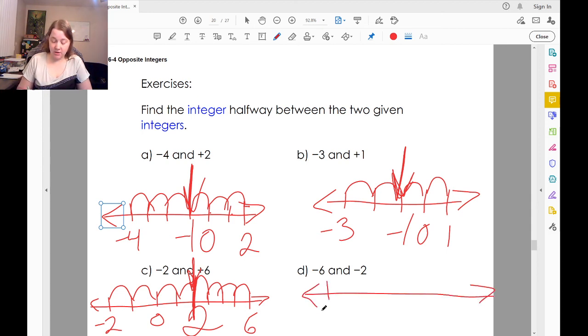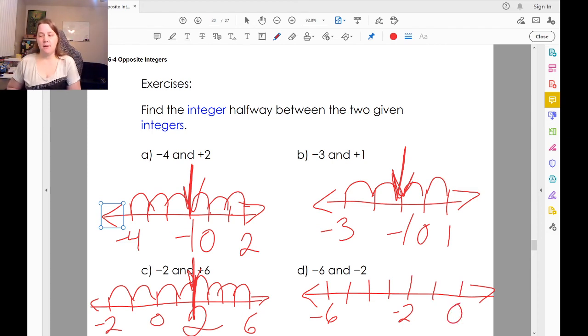And then for our last one, -6 and -2. This one's actually going to be interesting. -6, -5, -4, -3, -2, -1, 0. I've always put 0 on the number lines. I may as well keep that up. So to step in, step in, step in, step in, our midpoint is going to be 0, -1, -2, -3, -4.